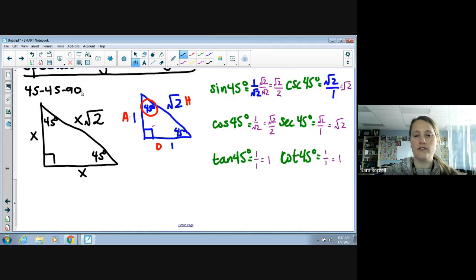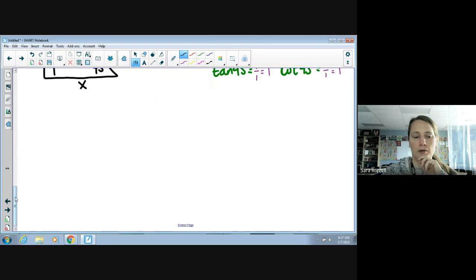So that was 45, 45, 90. We have one other special right triangle. Does anybody remember what it is?